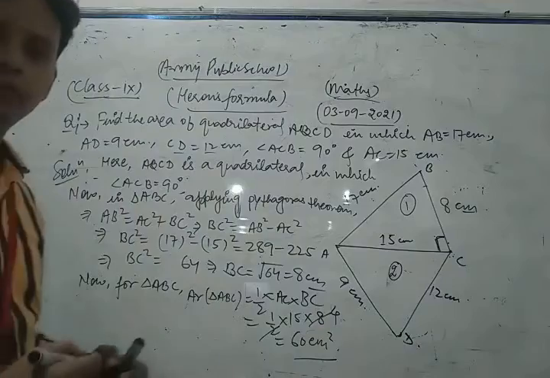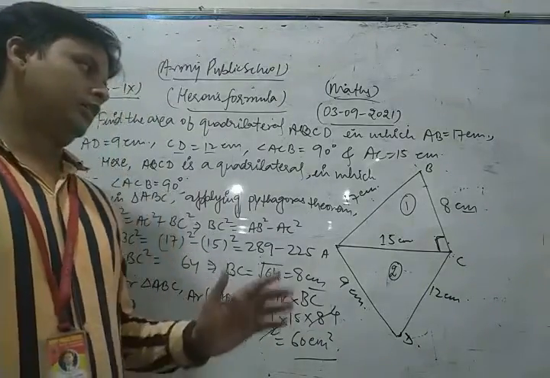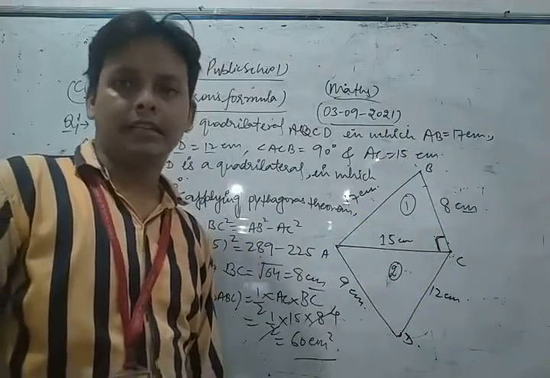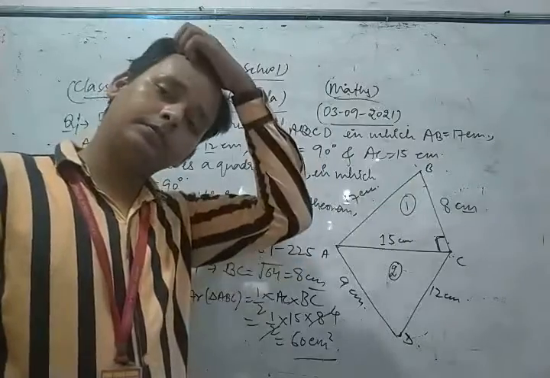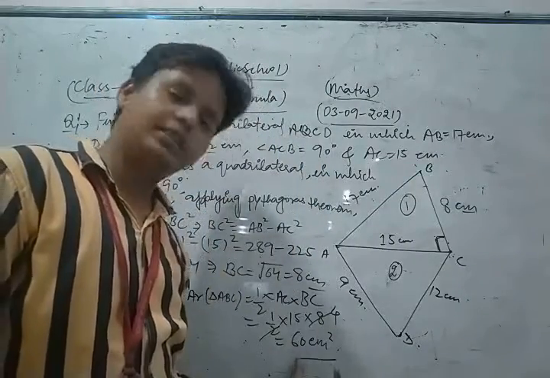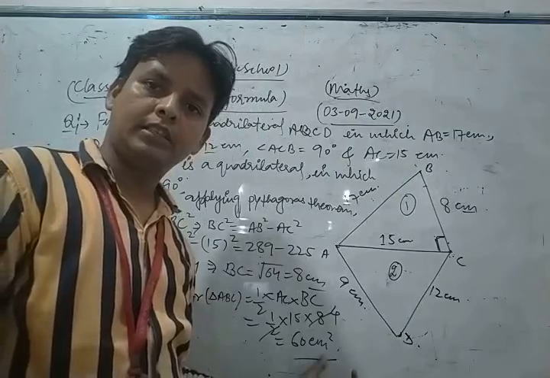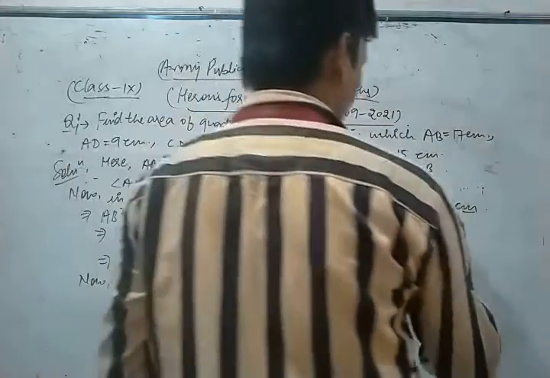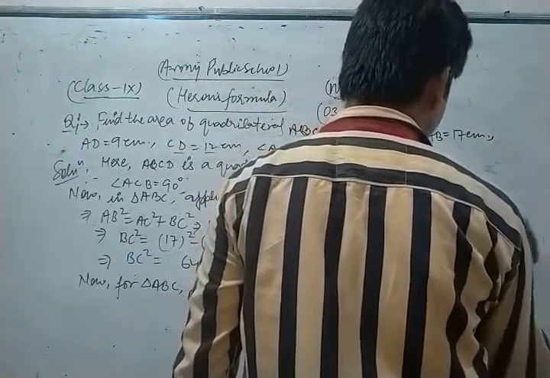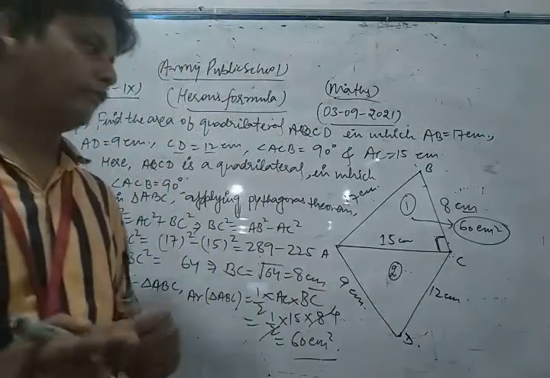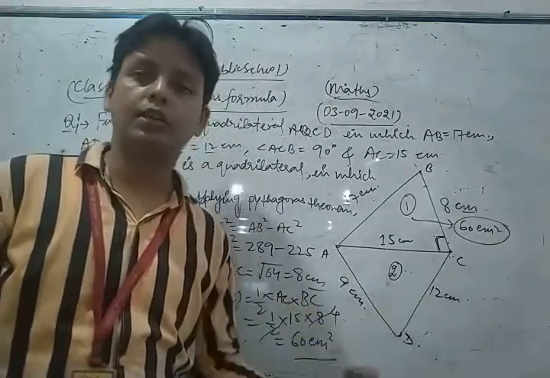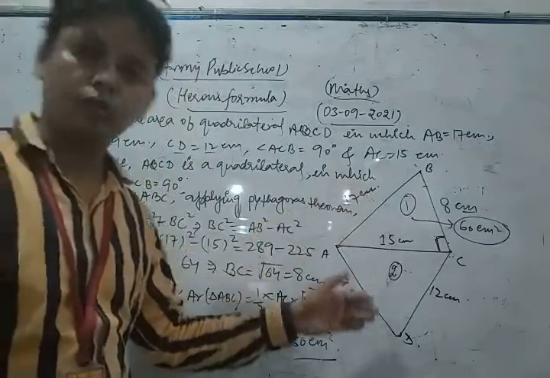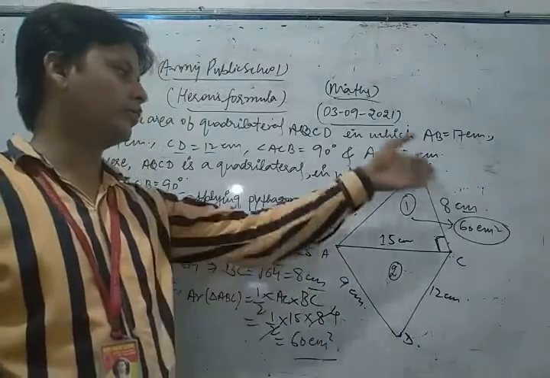So in this way, dear students, the area of triangle ABC is 60 centimeter square. Okay, dear friends. So the area of this triangle is 60 centimeter square. Now, after that, we find the area of triangle ADC by using Heron's formula. After that, we add both the values and we get the area of quadrilateral ABCD.